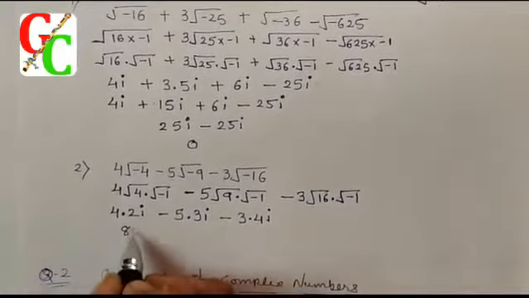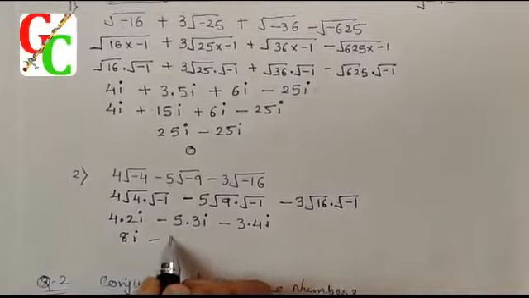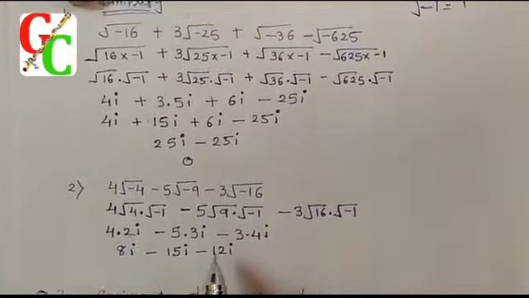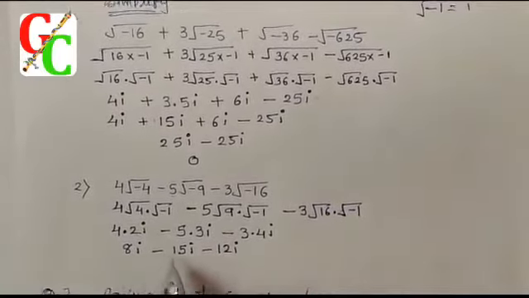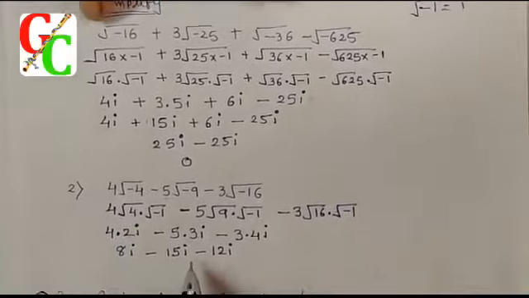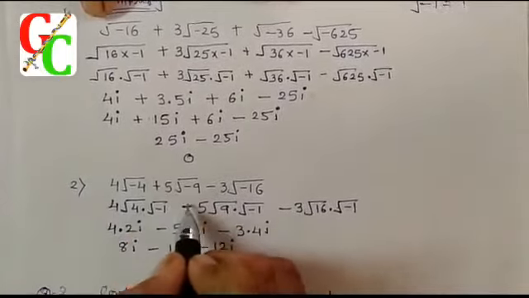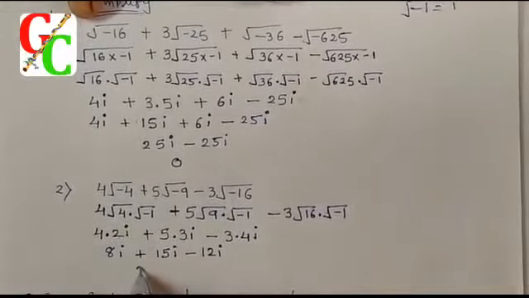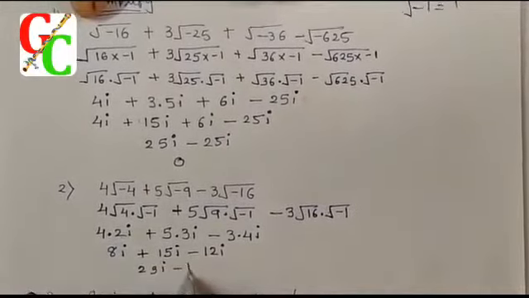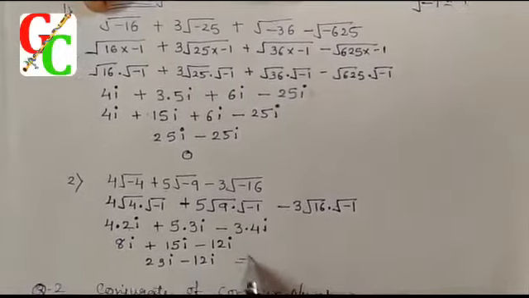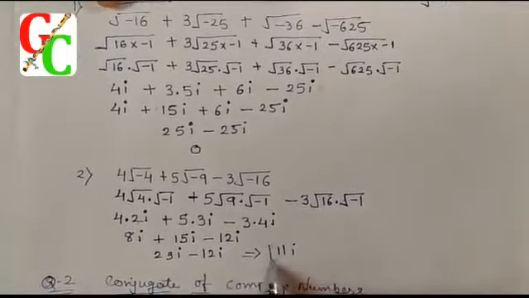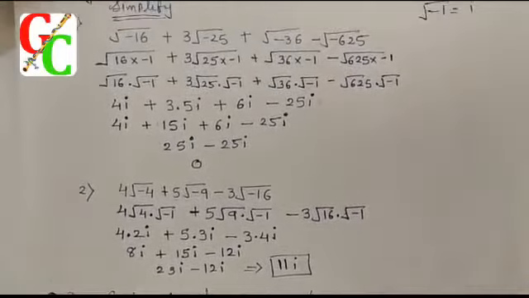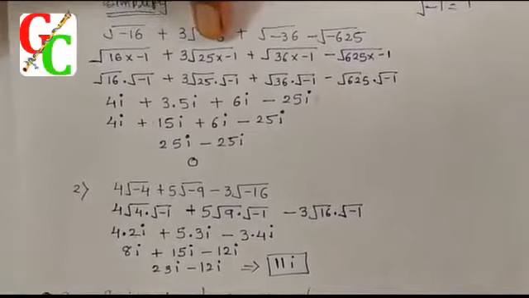So 4 twos are 8 iota, minus 5 threes are 15 iota, minus 12 iota. So 8, the sign is changed, the plus sign is there. So 8 plus 15 is 23 iota, minus 12 iota. So our answer is 11 iota. So this is our answer. We have to simplify this question this way. Now see the question number 2.